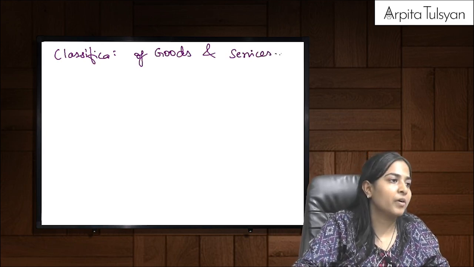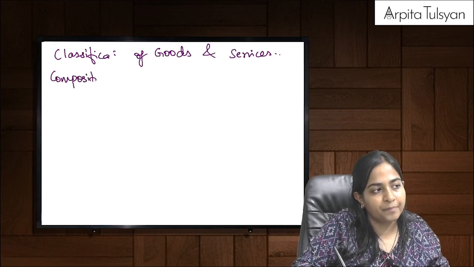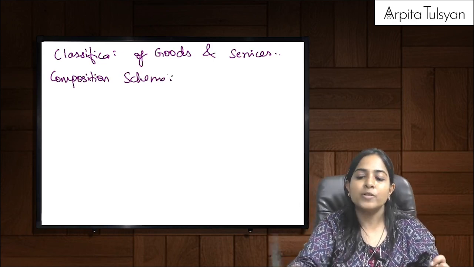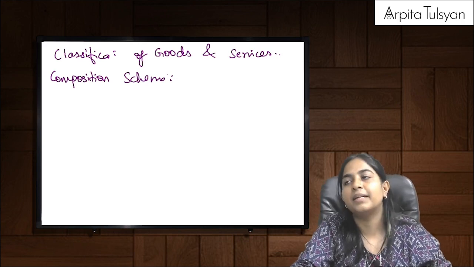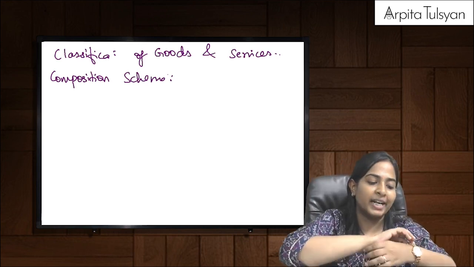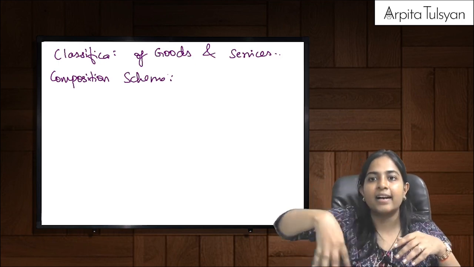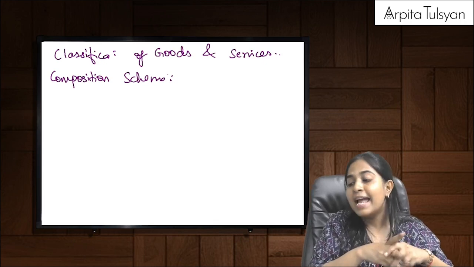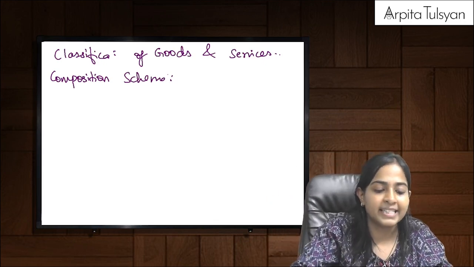Yes, okay, then going on to the next one, that is the composition scheme. There is something called the composition scheme. Now we are going to study composition scheme later in detail, but here since they have just given you an overview, let me tell you this. Now we know that whenever there is an intrastate supply, we have got the CGST and SGST or UTGST, and whenever there is an interstate supply, at that time we have got the IGST applicable.